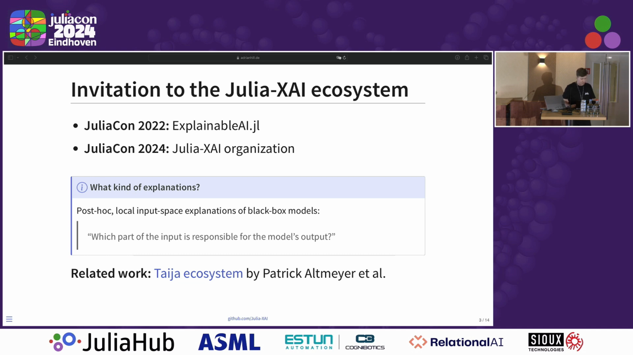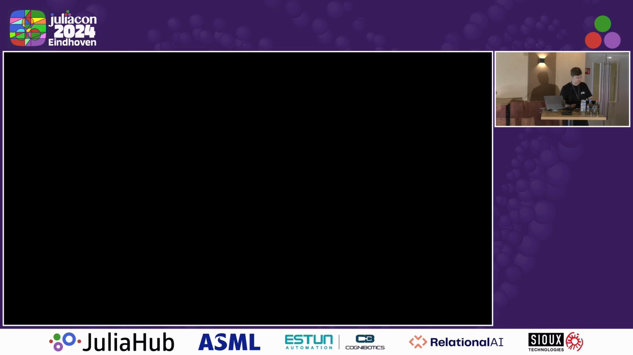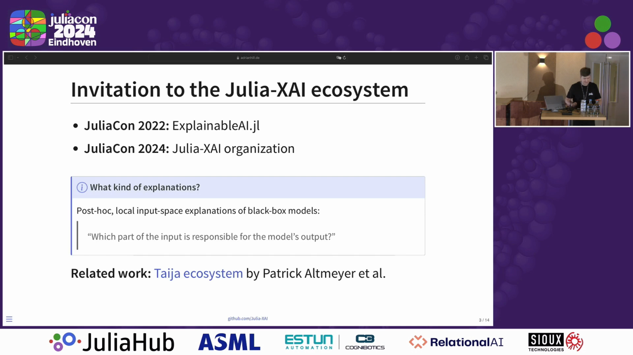So this morning we already had a talk on trustworthy AI by Patrick. What we're looking at specifically are post-hoc local input space explanations of black box models. So what does this mean in simpler terms? What we want to look at is which parts of the inputs into a model are responsible for the model's outputs. And more specifically, we're going to look at classifiers here.